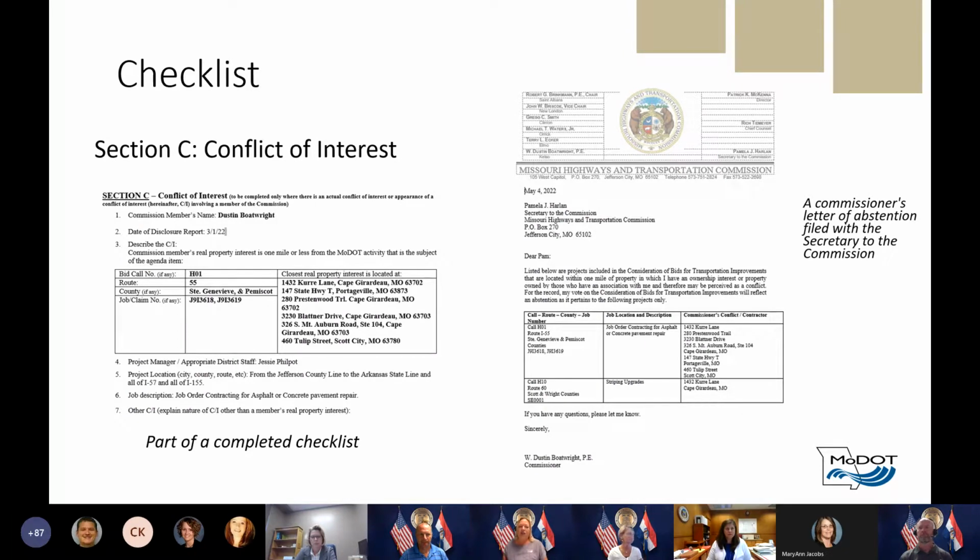Each agenda item has a checklist, and this is to provide information mainly on conflict of interest for the commission members. On the left-hand side is a completed checklist that shows a property that may be a perceived conflict for a commissioner. And when that happens, our office prepares a letter so that the commissioner can abstain from specific calls on, let's say, bid lettings, for example. The letter on the right is what is provided to the secretary to the commission to abstain from just those specific bid lettings.